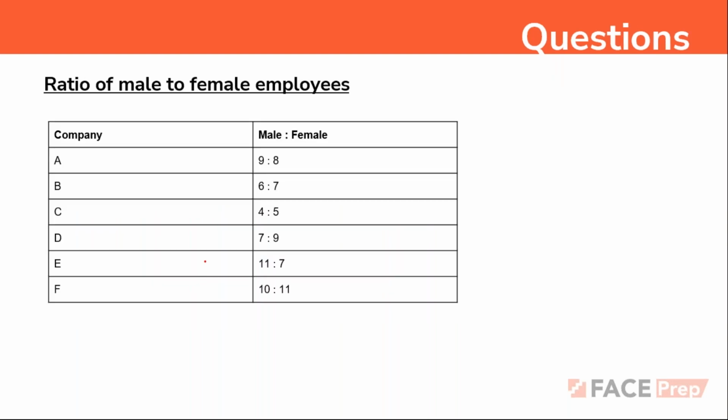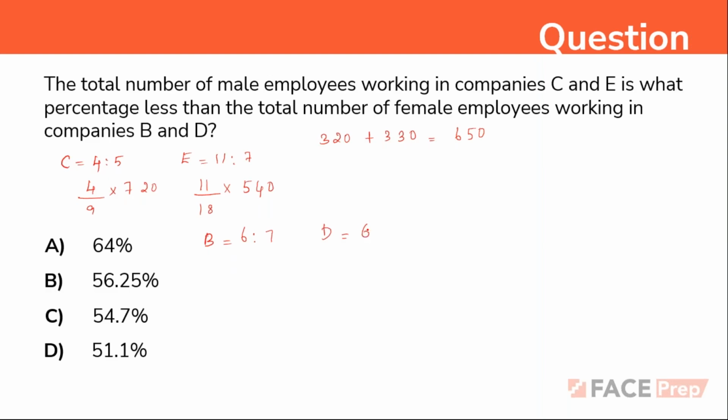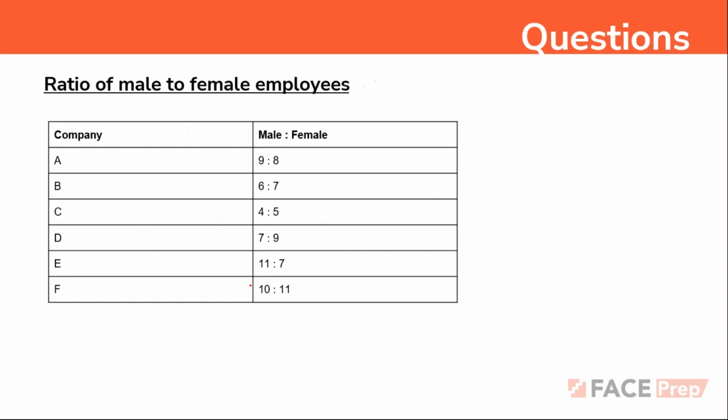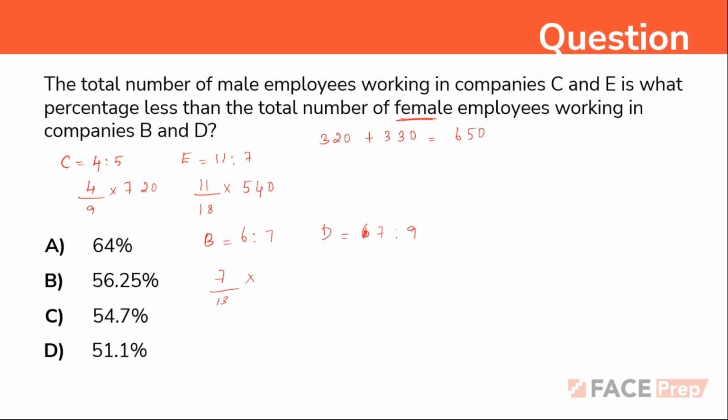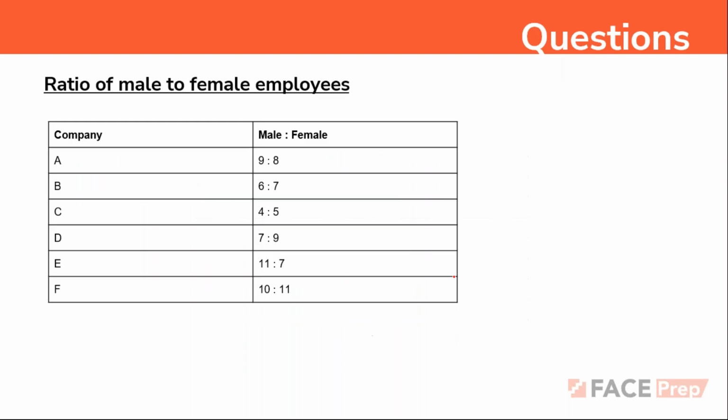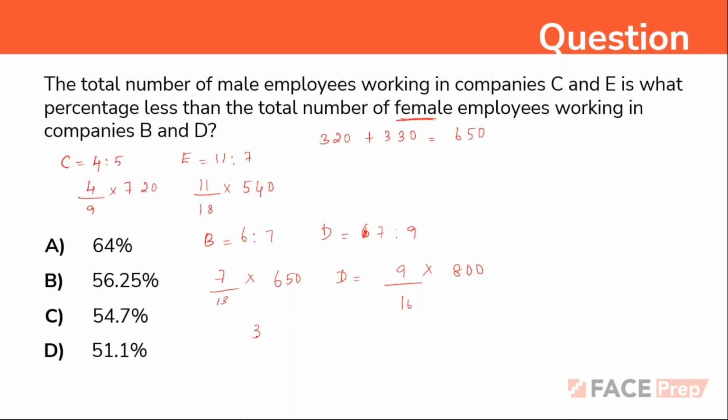In B, what is the ratio, people? It is 6:7, and for D, it is 7:9. And here there is a change, and I go with female employees. So female employees: 7 divided by 13 into total number of persons in B, that is 650. And for D, it is 9 divided by 16 into total number of persons in D, that is 800. So this will be around 350 and this will be around 450.